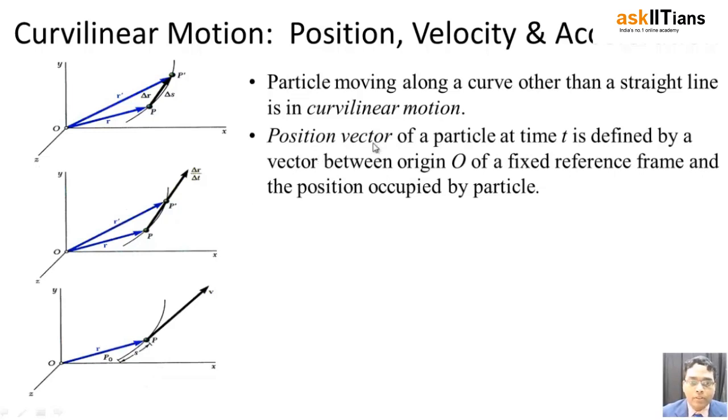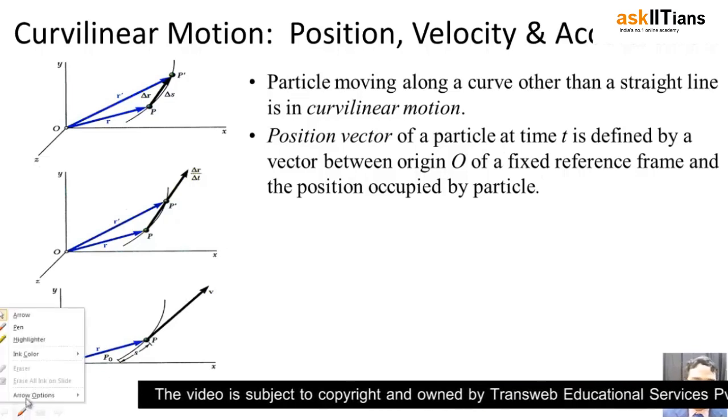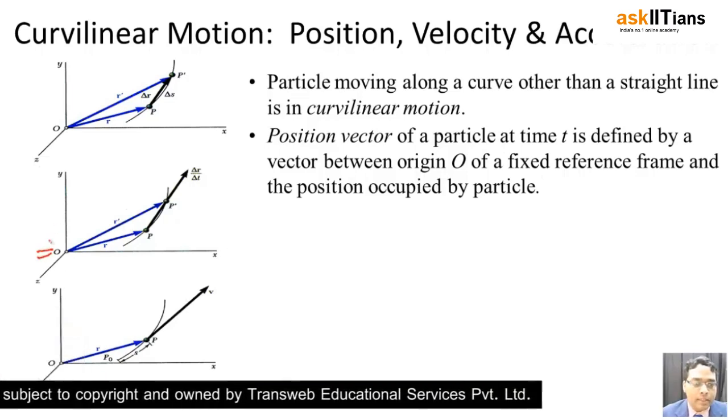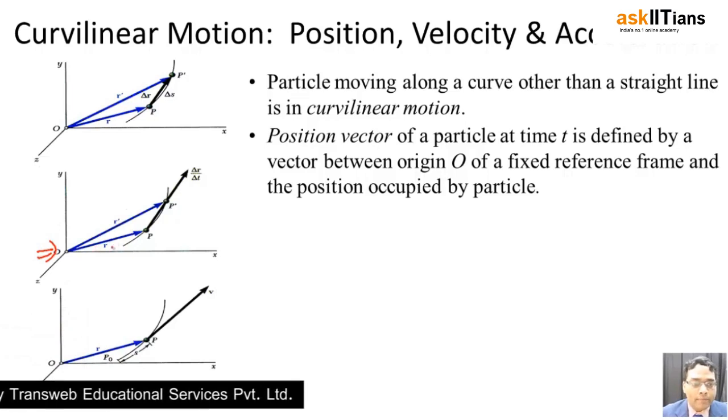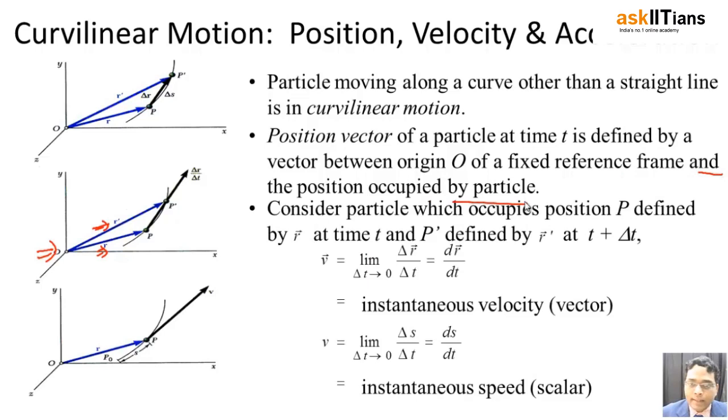In this case, the position vector of a particle at time t is going to be defined by a vector with an origin O. If I say this is the vector and this is the origin, then at every instant of time, r is the position vector of the point P, r prime is the position vector of point P prime, and so on. So it is the position occupied by the particle at any instant of time.